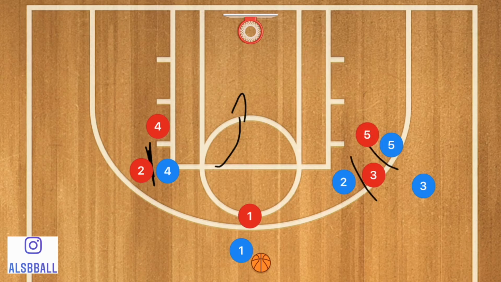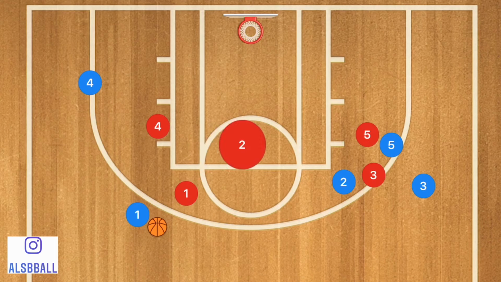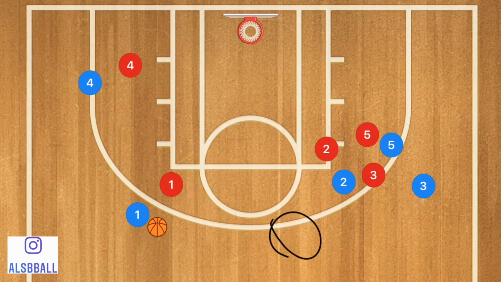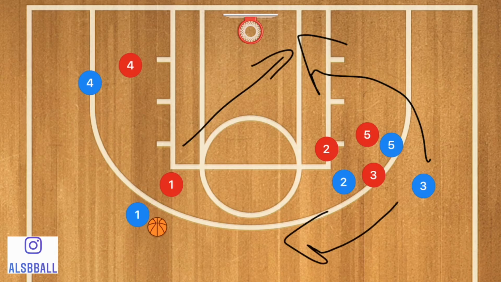Now, player 1 dribbles out towards the left side, which will give some openings for player 3. Player 3 now has the option to use player 5 as a screen and get a pass from player 1, or use player 2 as a screen and get open for a 3-point shot. That's 2 different options for player 3, whatever he feels more comfortable with.